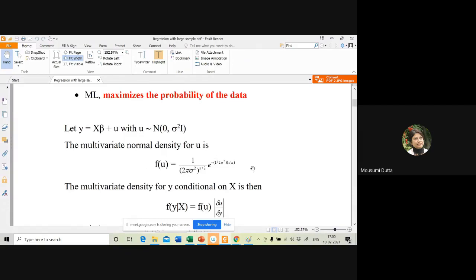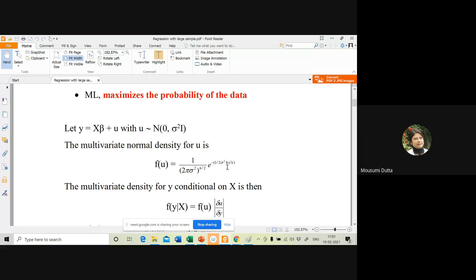And here we are presenting the multivariate normal density of u, which is given by 1 by sigma root over 2 pi, to the power n, because it is a multivariate model. Or you can write this as 1 by 2 pi sigma square whole to the power n by 2. You can either write root, then whole to the power n, or you can present it as 2 pi sigma square whole to the power n by 2, e to the power minus half. In the denominator, there is sigma square, and in the numerator, we have u prime u.